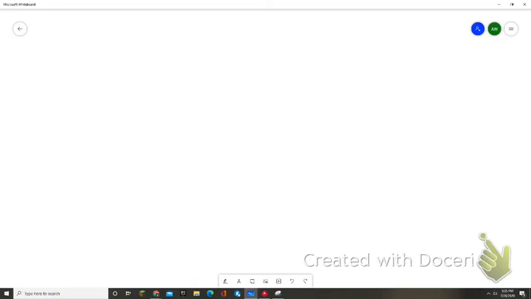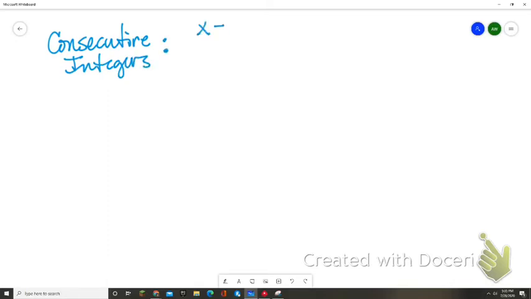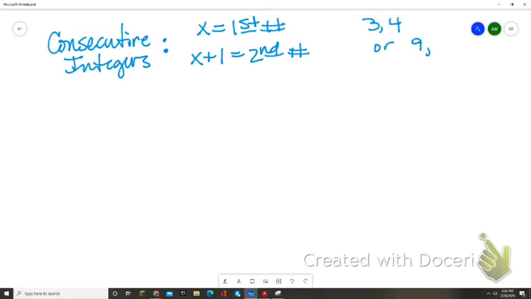Another thing to think about is when you're talking about consecutive integers. Those are integers that are in a row. So if your first number is x, then your second number would be 1 more than x. So it'd be x plus 1. That would be like 3 and then 4, or 9 and then 10. You add 1 to 3 to get 4. You add 1 to 9 to get 10.